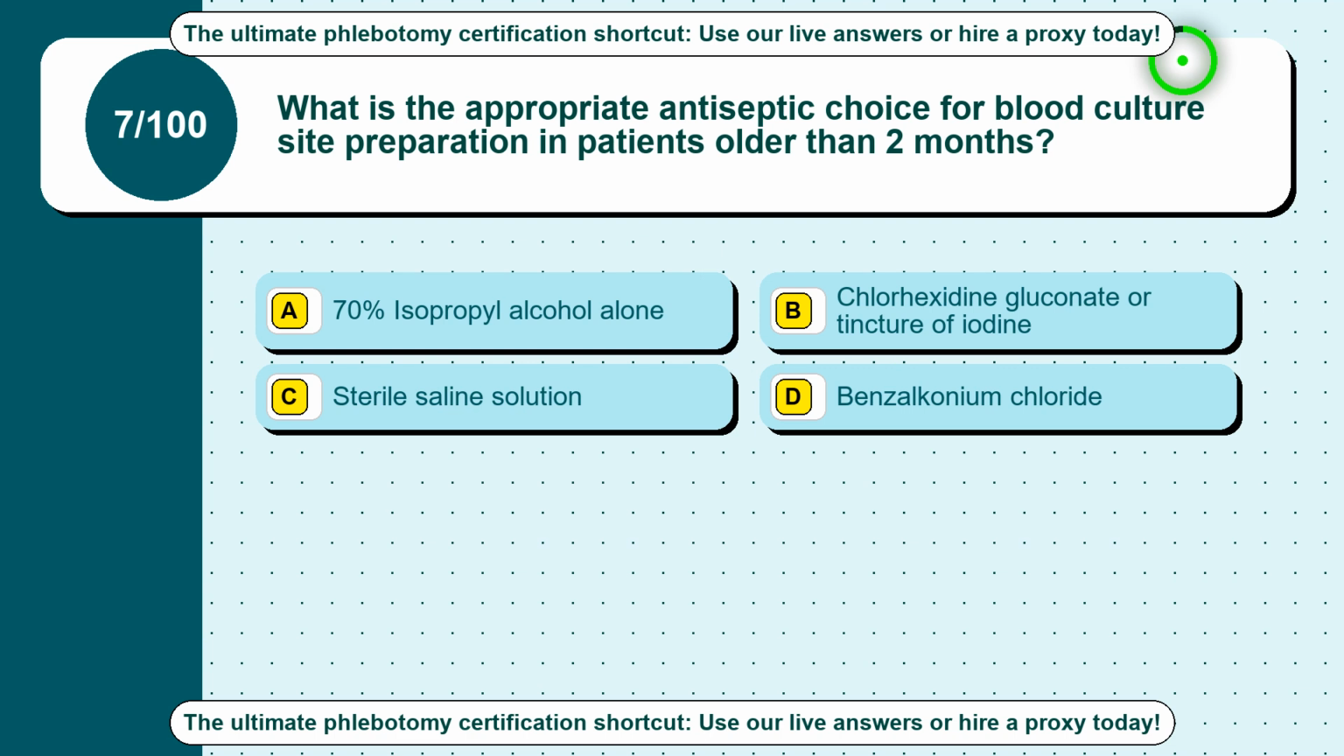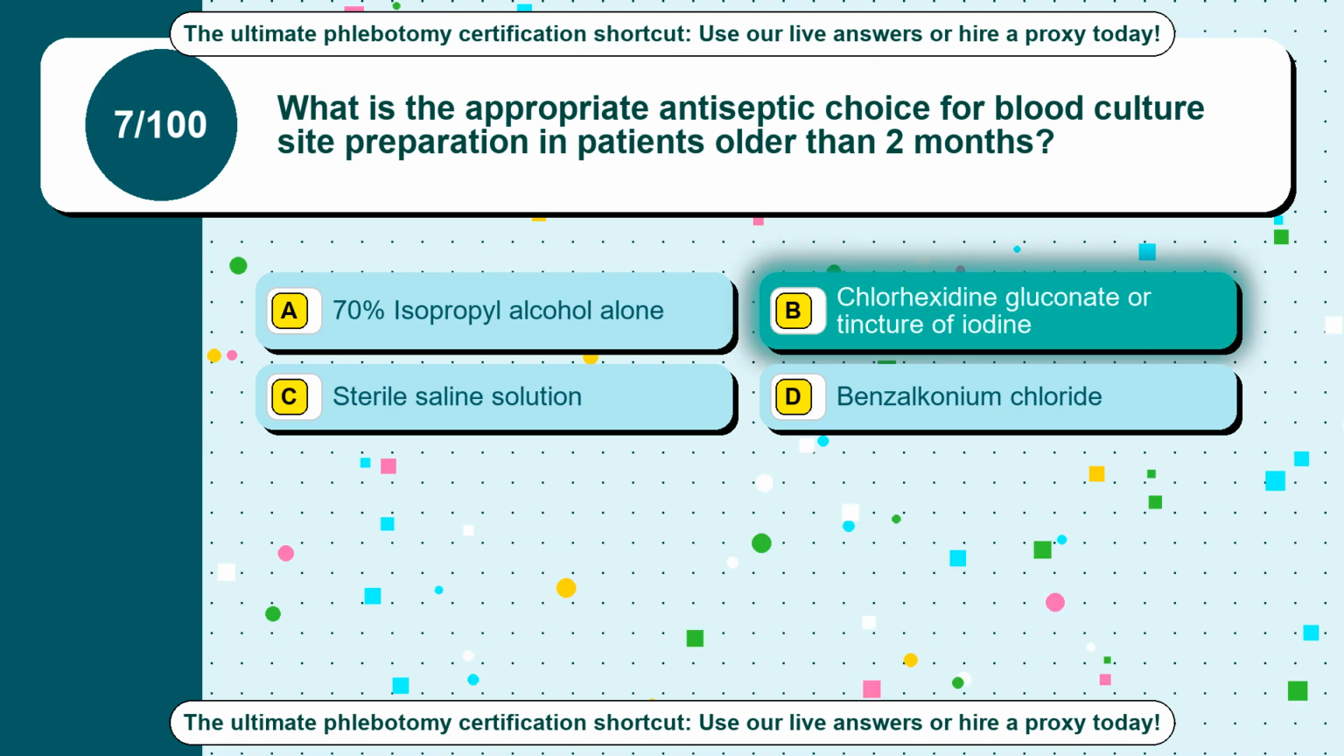Question 7. What is the appropriate antiseptic choice for blood culture site preparation in patients older than 2 months? Option A. 70% isopropyl alcohol alone. Option B. Chlorhexidine gluconate or tincture of iodine. Option C. Sterile saline solution. Option D. Benzalkonium chloride. The correct answer is option B, chlorhexidine gluconate or tincture of iodine.